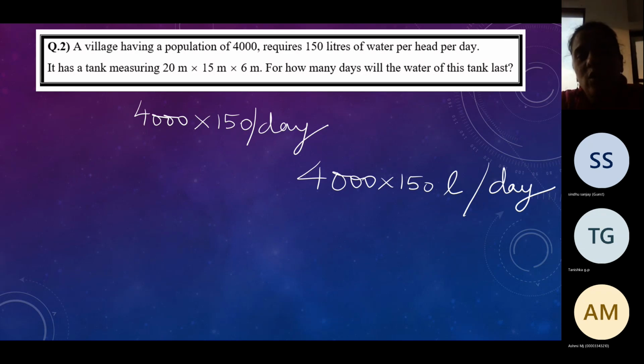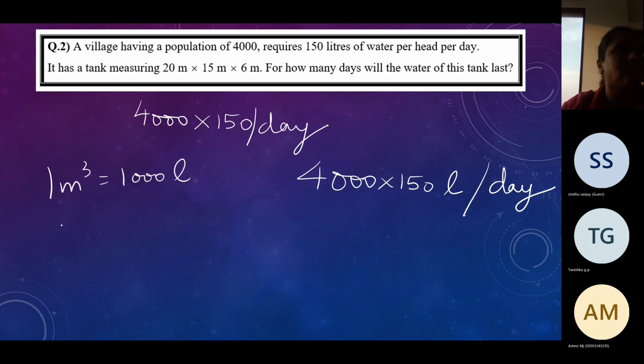For how many days will the water of this tank last? Okay, so now there's a cuboidal tank. Length, breadth, and depth is given. So the volume of the cuboid is L into B into H. Then we have a conversion with which we can convert meter cube to liters: 1 meter cube is equal to 1,000 liters. Using this conversion, convert the volume which you have found in meter cube to liters.